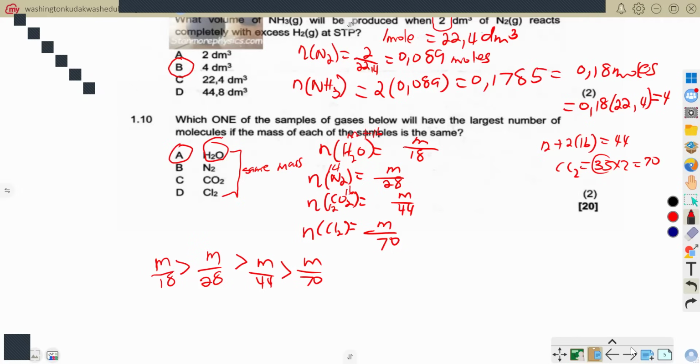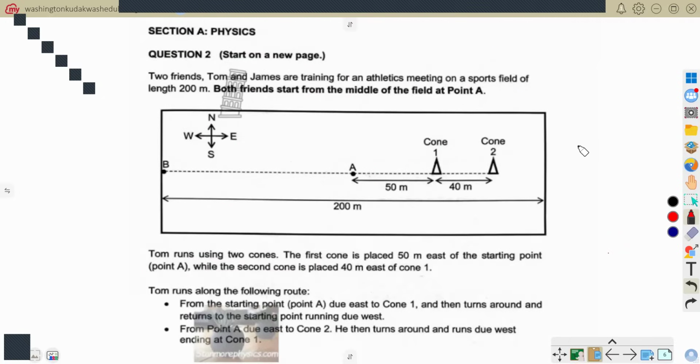Now let's go to our next section. Our next section is section A, that is to do with physics. And we have question number 2, and they are saying start on a new page. Now let's hear what they are saying. They are saying that two friends, Tom and James, are training for an athletics meeting on a sports field of length 200 meters. Both friends start from the middle of the field at point A. So we are told that point A is the middle of our field, and the total length of this field is 200 meters.